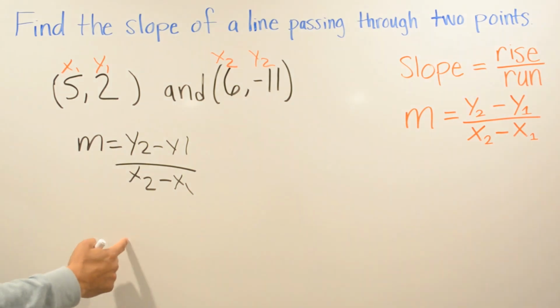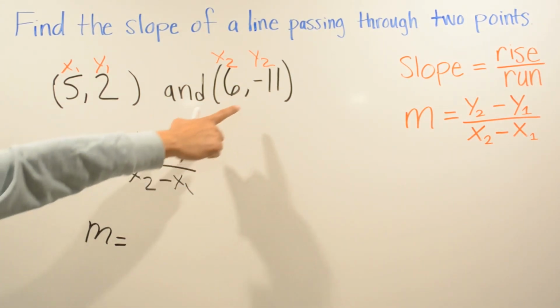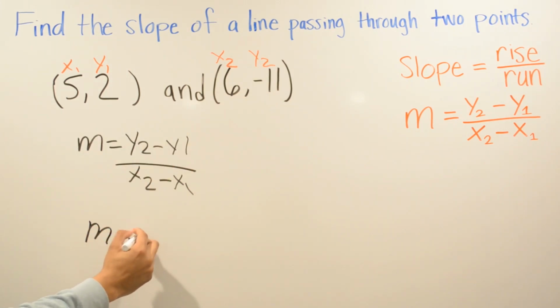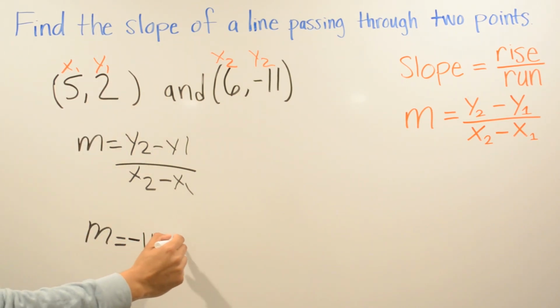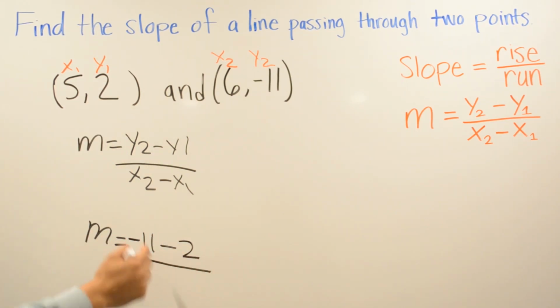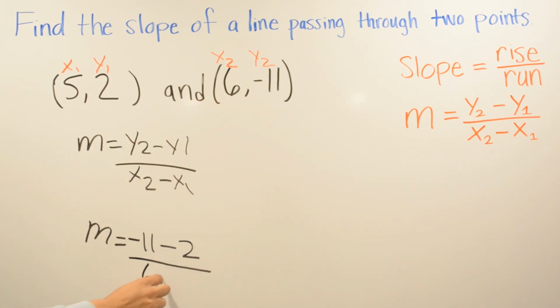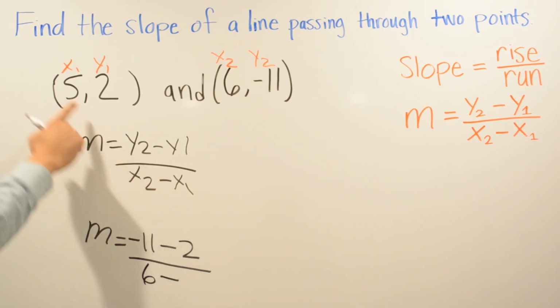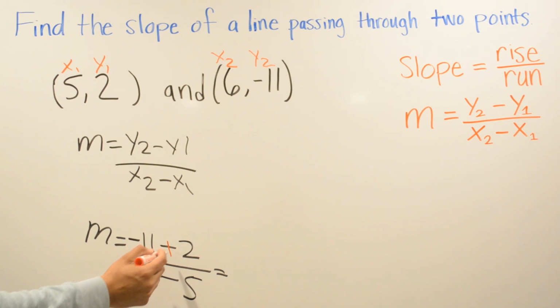Now we're going to be plugging in our numbers. So M equals, what's y2? y2 is negative 11, minus our y1, which is 2, divided by x2. x2 is going to be 6, minus, what's our x1? It's going to be 5. We're going to go ahead and solve it. So this we're going to turn into a positive, and this 2 is going to become a negative.